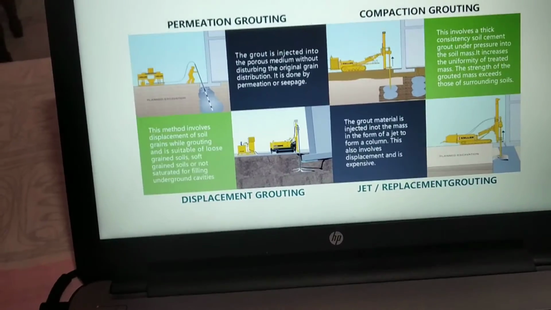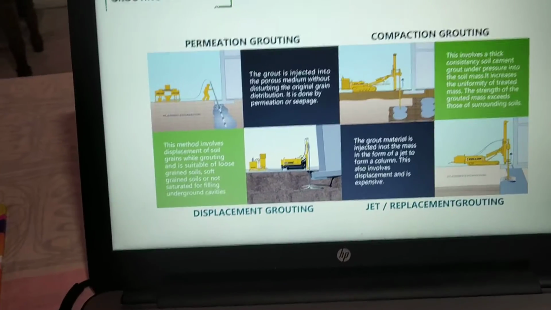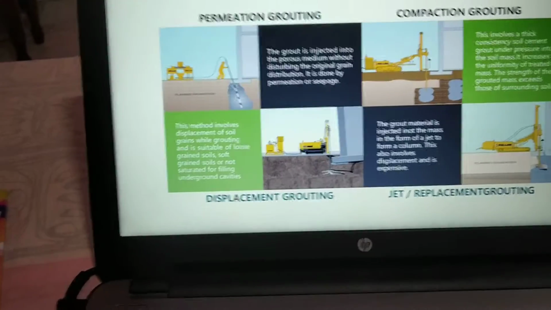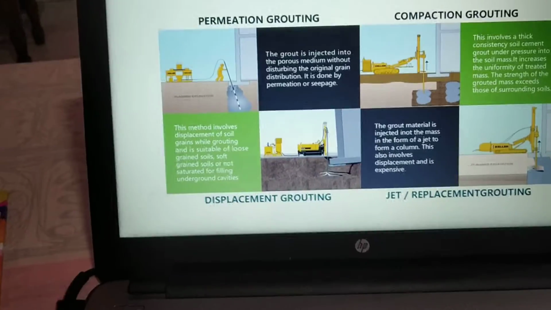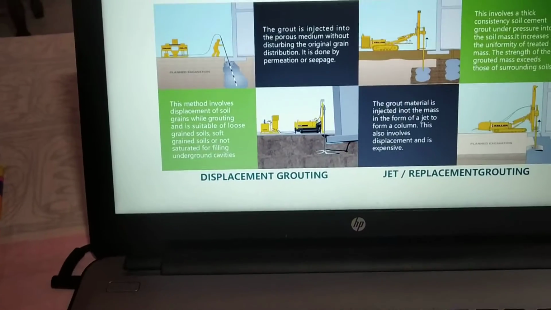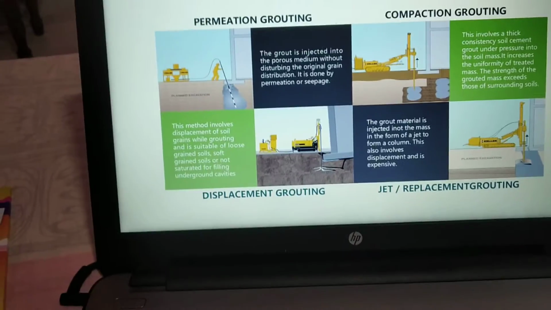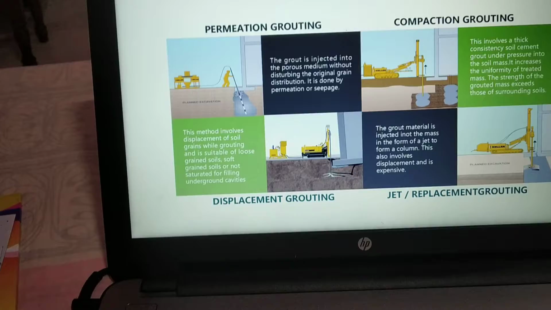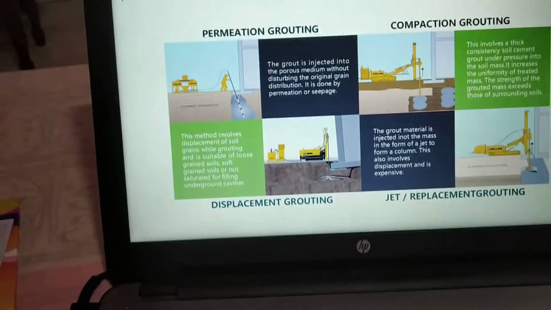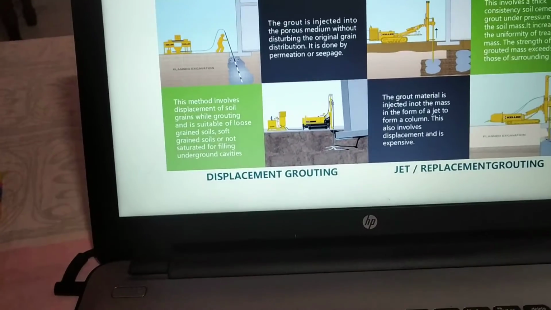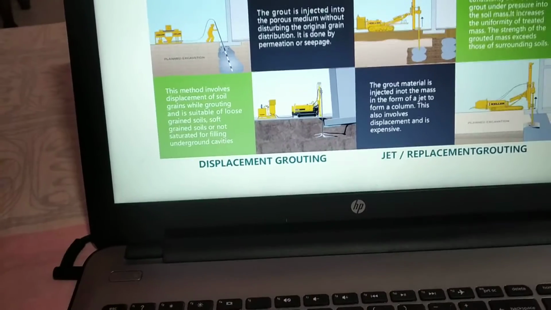So our major focus will be on permeation grouting, in which the grout is generally injected into the medium without disturbing the original grain structure. It is generally done by permeation or seepage, and the pressure varies in the range of about 5 to 10 MPa.